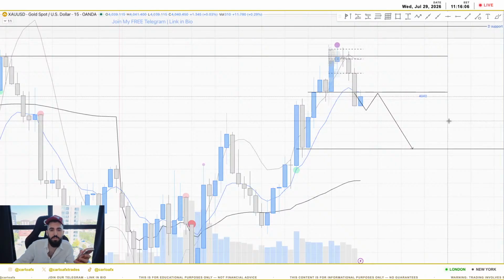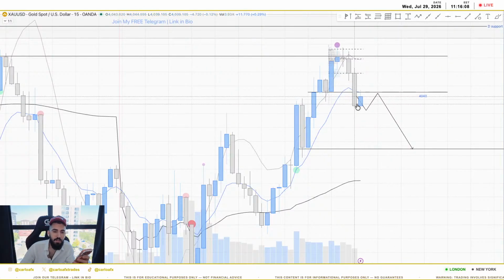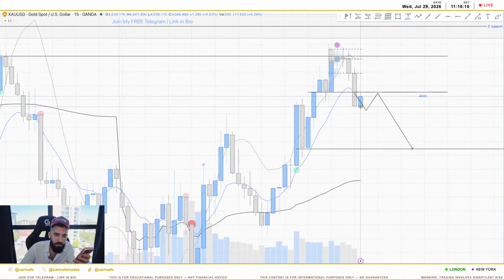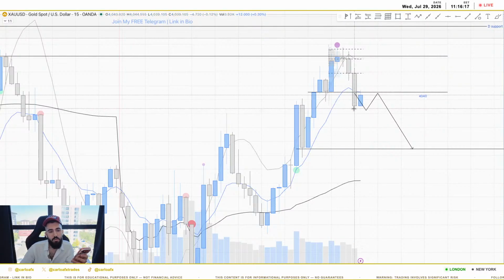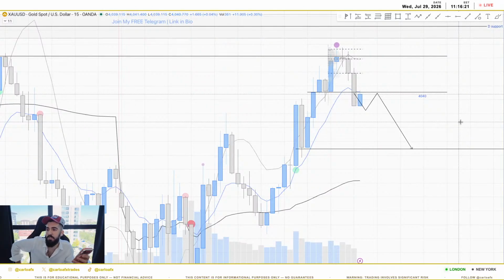Okay, we retested, but I'm waiting for this candle to make a low, then flip bullish again, and when it's breaking its own low, then I will have a pending order.